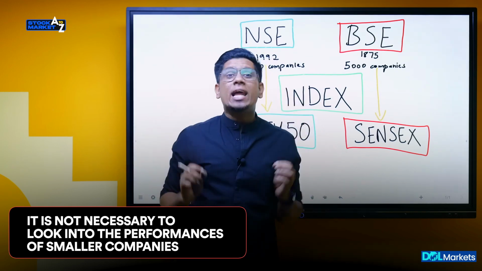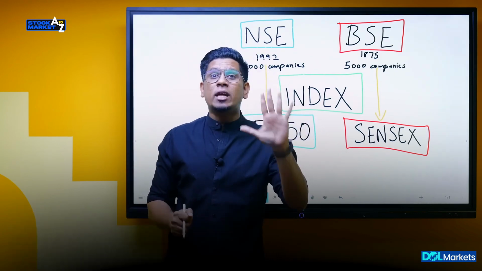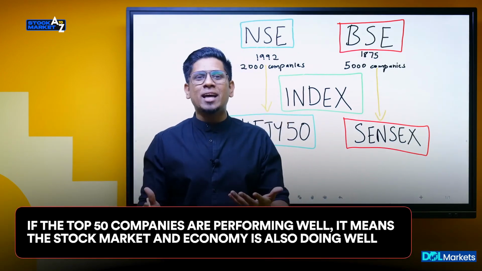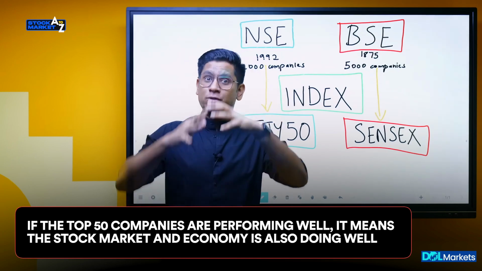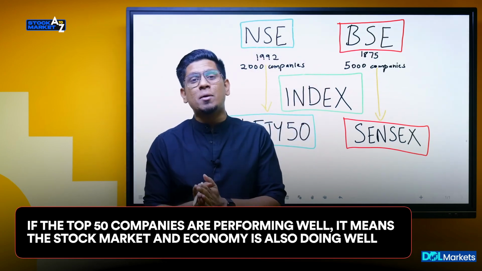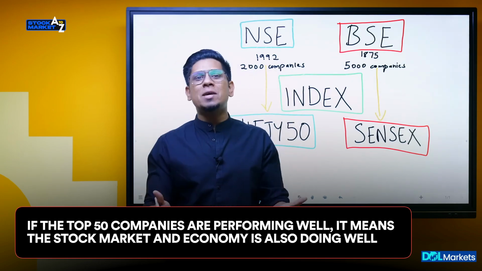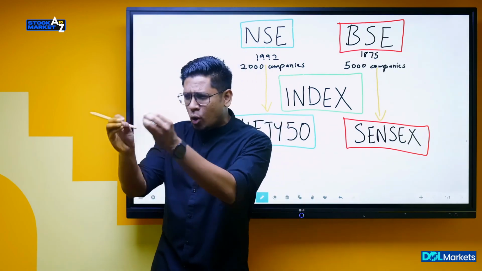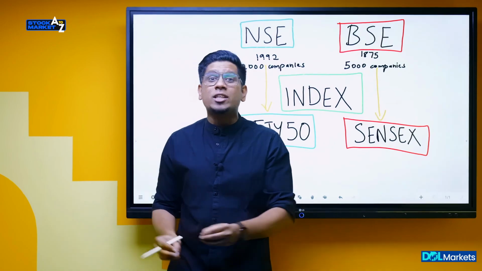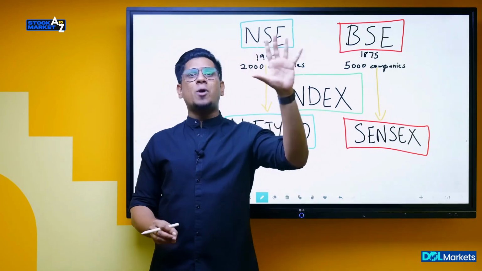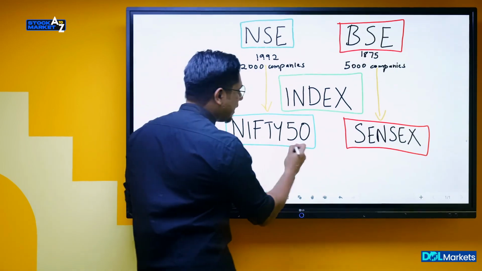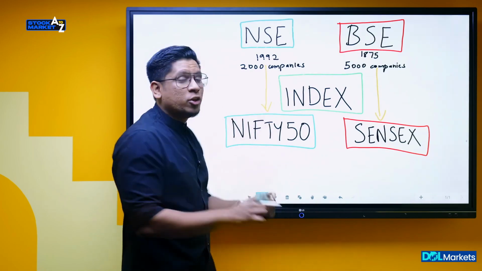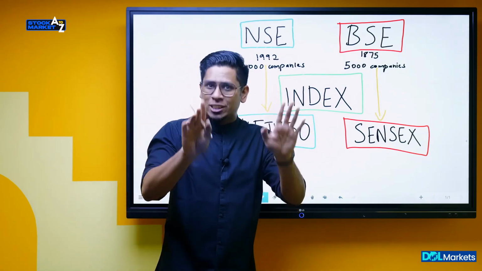So the logic is, let us only look into the top 50 largest companies in India. If they are doing well, it will obviously mean that the stock market and the economy is doing well. If those top 50 largest corporations in the country are doing bad, then it obviously means that the economy and the stock market is doing bad. So going by that logic, it's not necessary to include all those small companies in the calculation. What is necessary is the top companies in the country. That is why Nifty 50 takes into consideration the top 50 companies in India, and then it arrives at that single number, which is the index, which is what we discussed earlier.